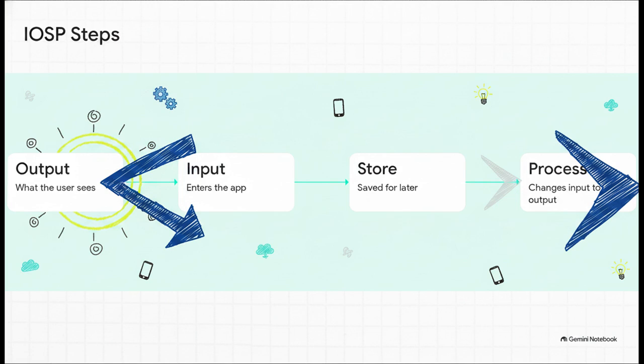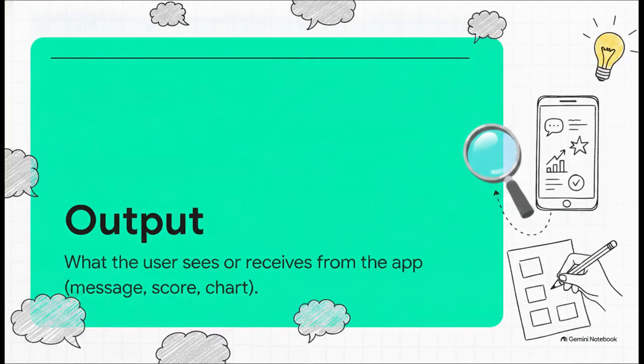But here's an interesting little twist for you. Even though it's called IOSP, when we actually sit down to design the thing, we don't start with the input. We actually start by focusing on the output first. You always want to begin with the end in mind. So output? This is exactly what the user sees, hears, or receives from the app. You need to ask yourself, what useful result is this app actually providing to the person holding the phone?